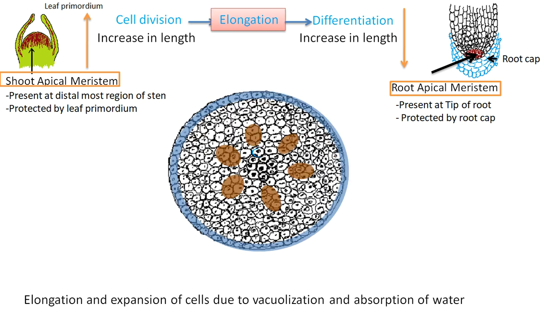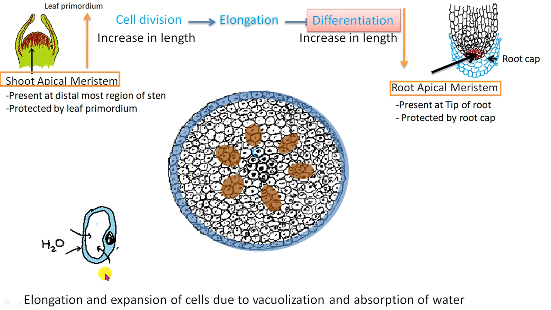Now the next stage, called elongation, takes place due to vacuolization and absorption of water. That means if you take the example of this meristematic cell having a dense cytoplasm and a central prominent nucleus, a small vacuole is created at this stage, and this absorbs water, and this results in the expansion and the elongation of the cell.